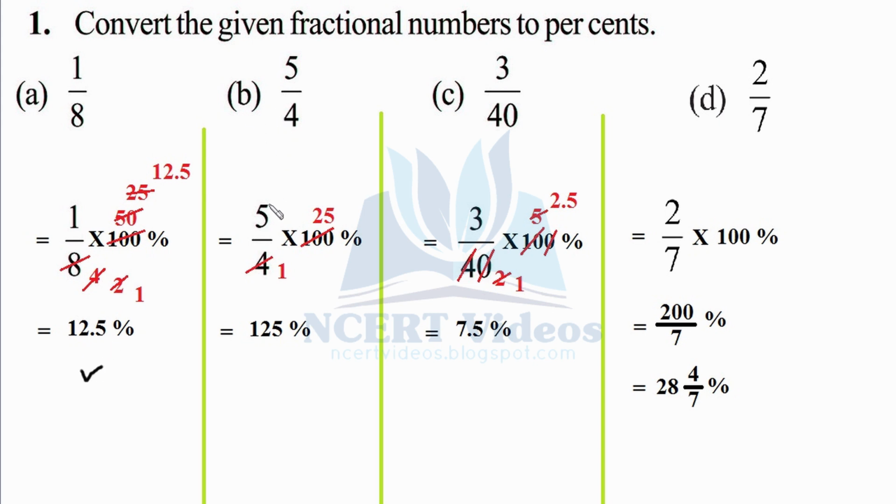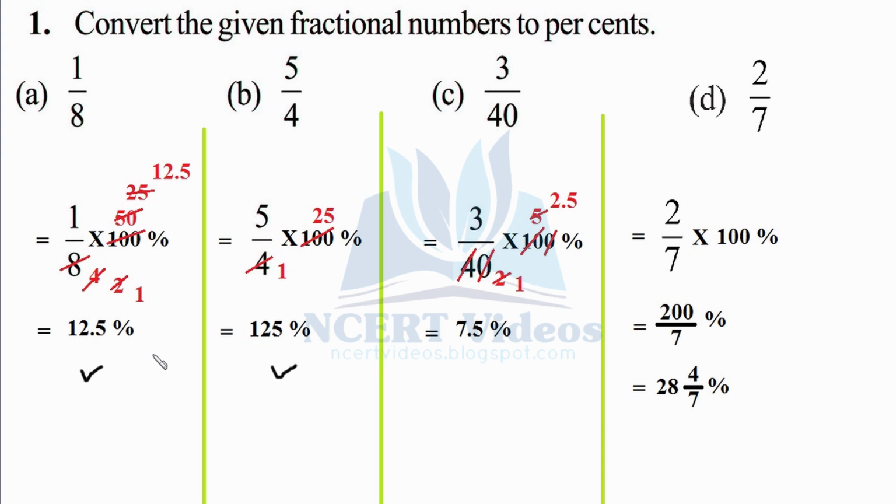B, 5 upon 4 as it is into 100%. So 1 4 is a 4, 25 4 is a 100. Now 5 25 is 125, so 125%. One thing has to be kept in mind, that percentages can be greater than 100 as well, and they can be less than 100 as well.